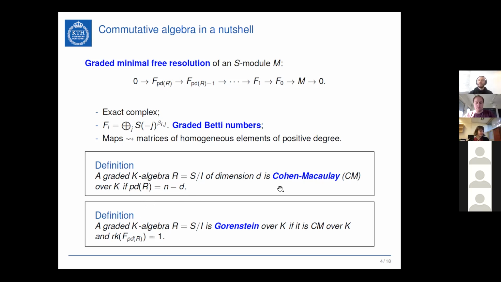A subclass of Cohen-Macaulay algebras is Gorenstein algebras. We say that an algebra is Gorenstein over K if it is Cohen-Macaulay and the rank of the last module is 1. So we require something very specific, that the last module has rank 1. Actually, if you are geometrically inclined, in the sense of algebraic geometry, you might want to add a further subclass of Gorenstein algebras, which is complete intersections. Complete intersections also satisfy this property, but they are very strictly contained in Gorenstein algebras.